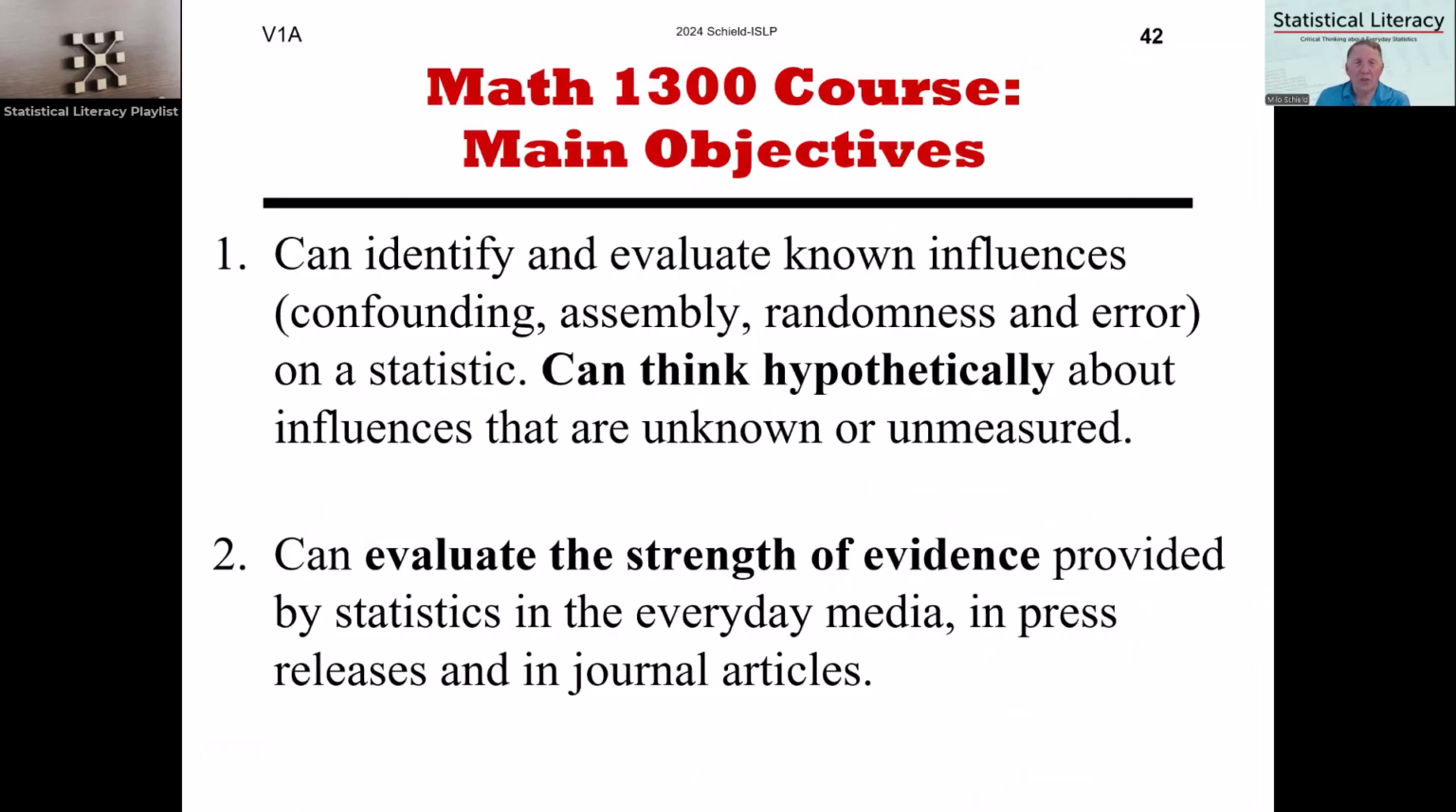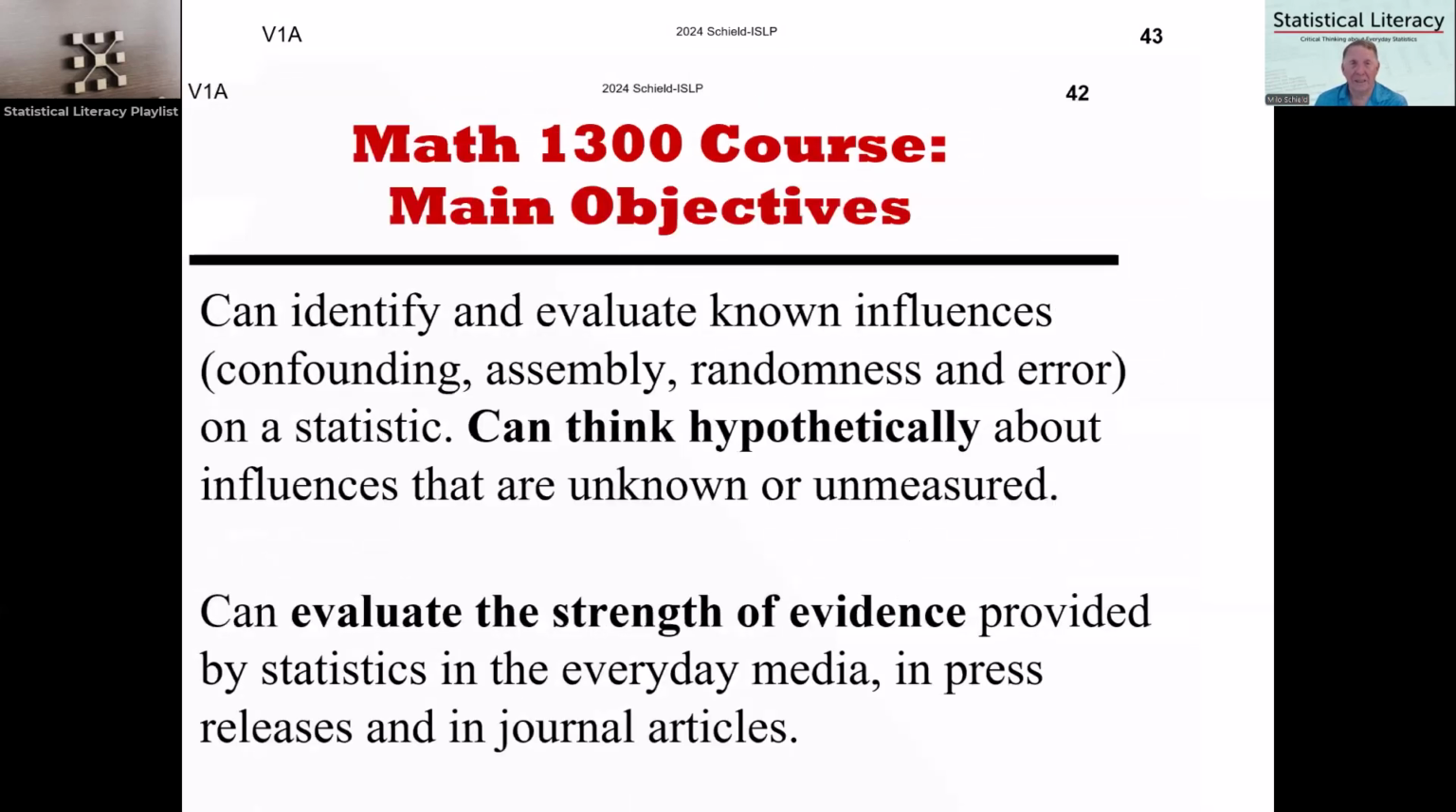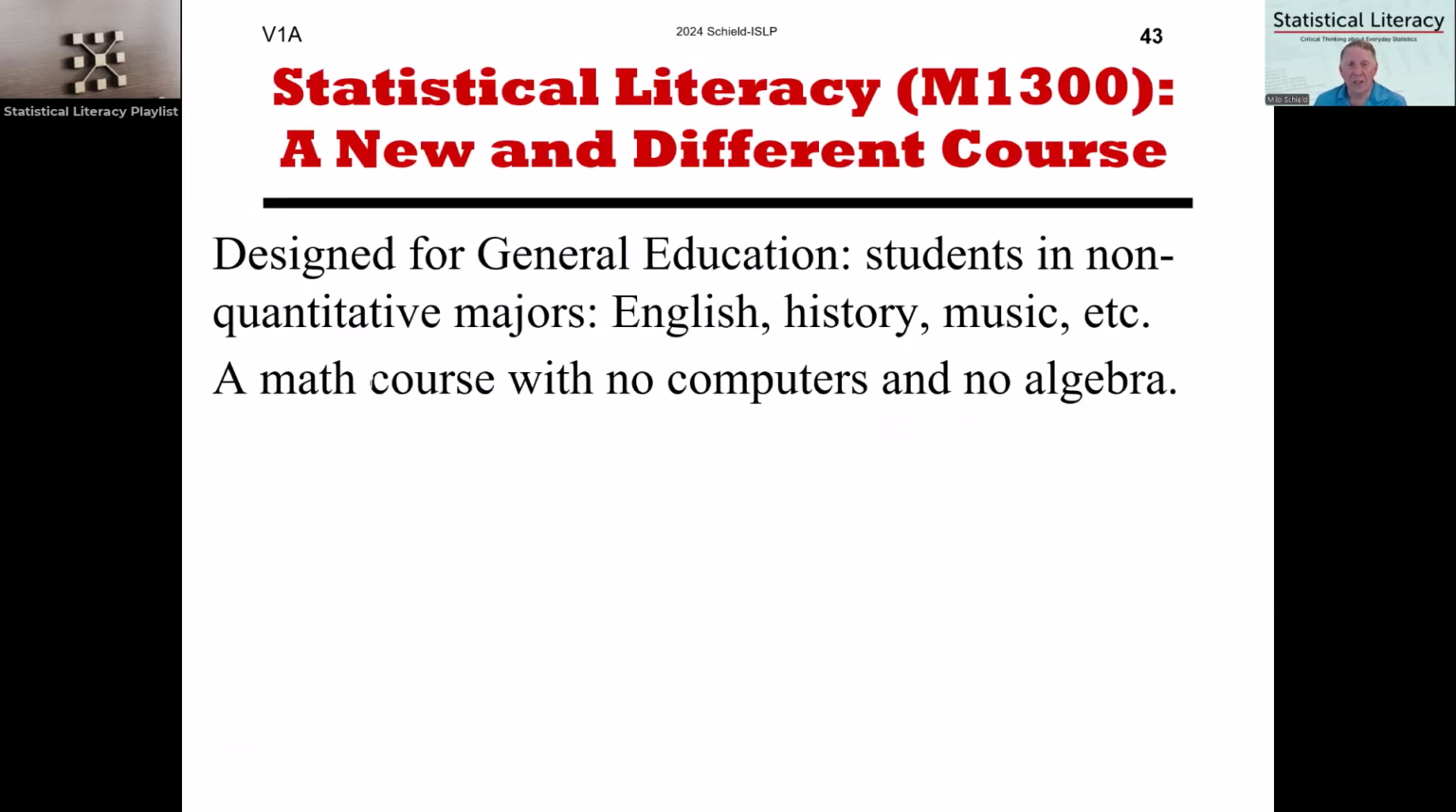The objectives of this 1300 math course at the University of New Mexico. Number 1, can identify and evaluate known influences. Can think hypothetically about those that are unknown or unmeasured. Number 2, can evaluate the strength of evidence provided by statistics in the everyday media, in press releases, and in journal articles. So this is a very different course.